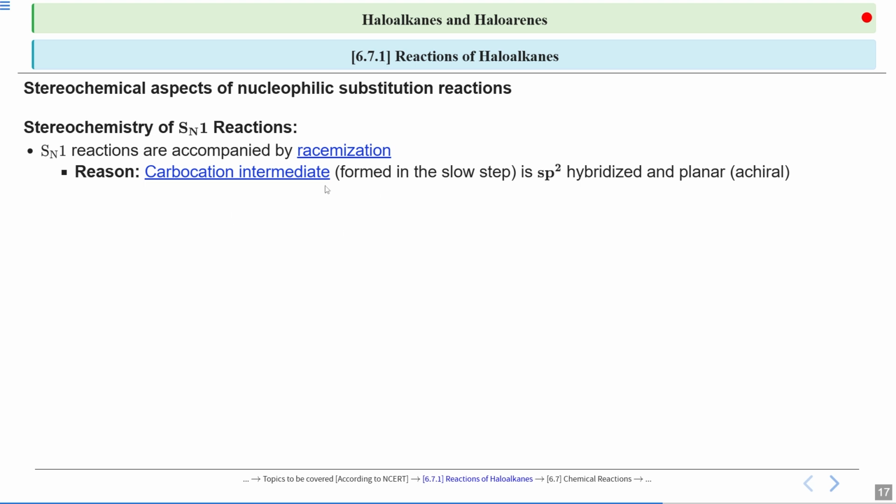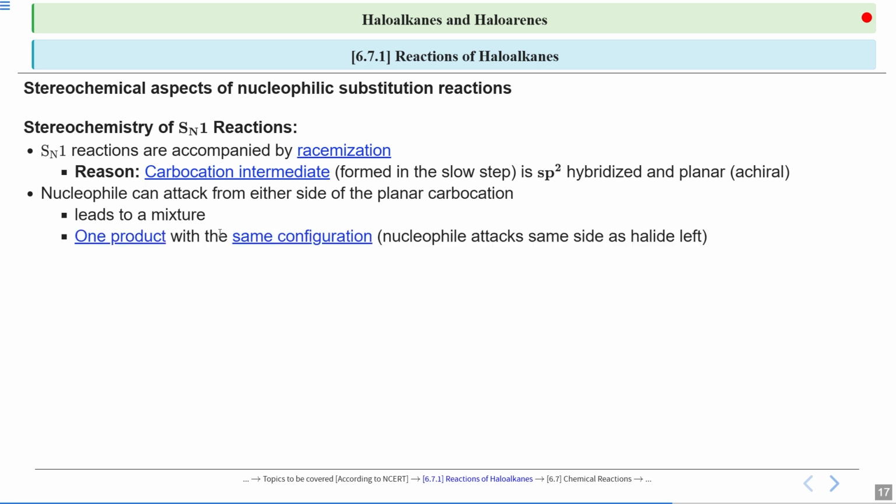The carbocation intermediate that is formed in the slow step is sp2 hybridized, and it is also planar. That means it is achiral. So the nucleophile in the SN1 reaction can attack from either side of the planar carbocation and attach to the carbocation carbon from either side. It will lead to a mixture of compounds.